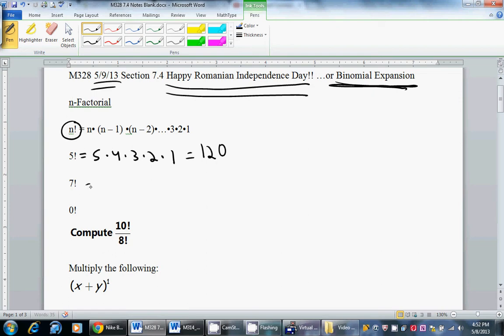7 factorial is going to be 7 times 6 times 5. Now, every number after 6 is 5 times 4 times 3 times 2 times 1, which is the same as 5 factorial, which I've already just solved for. So what I can do instead is just multiply 7 and 6, 42, and 5 factorial I already know is 120, and this becomes 5,040.